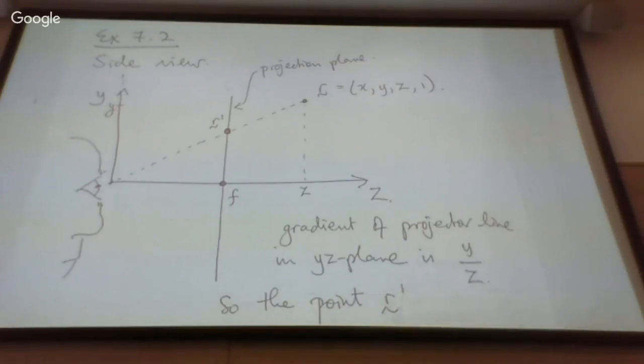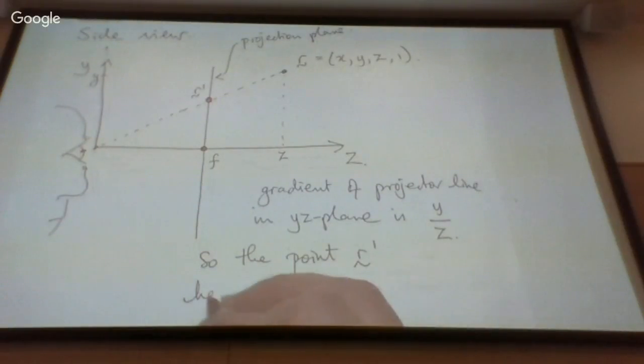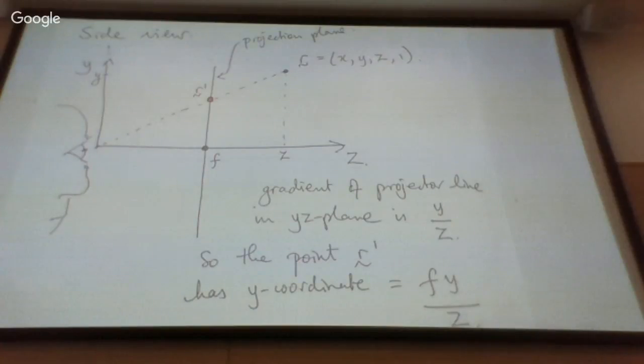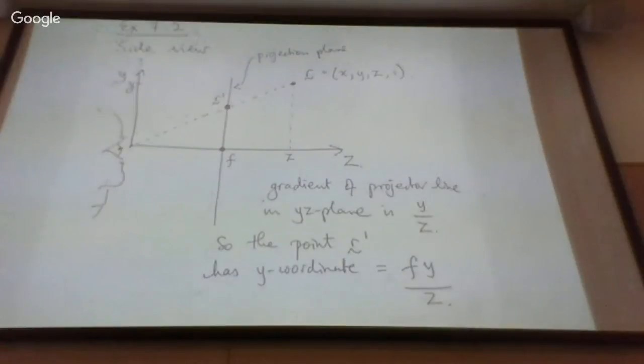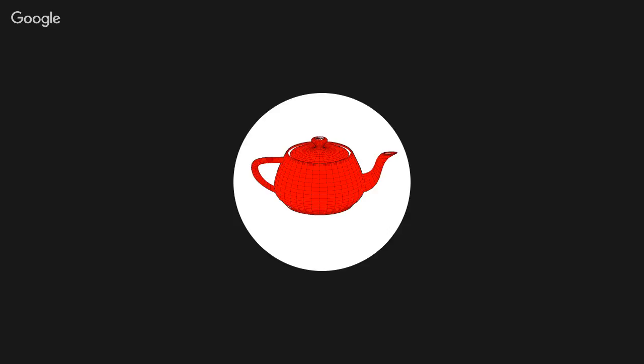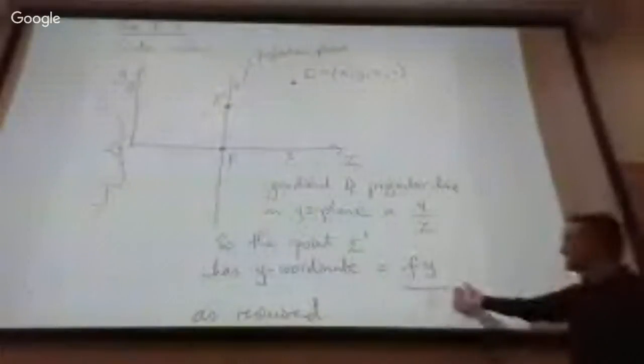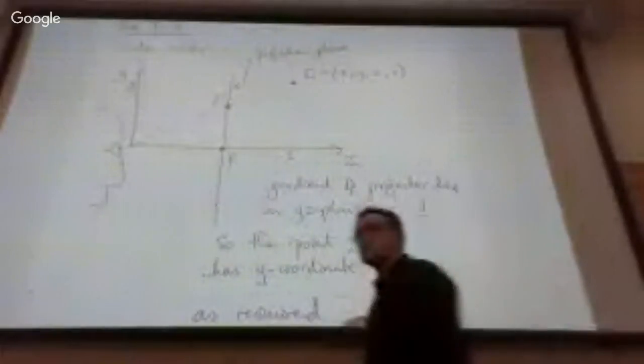So the point R prime, the projection of it, has y coordinate, second coordinate, equal to f y over z. So at that position f along the z-axis, it's going to have coordinate fy over z. As required, this agrees with what was represented by the matrix multiplication in the notes. From looking at the geometry of the setup, where the projection plane is, where the point was, and the projector line, this gives the same coordinate that comes out of the matrix multiplication using the given matrix in the notes.